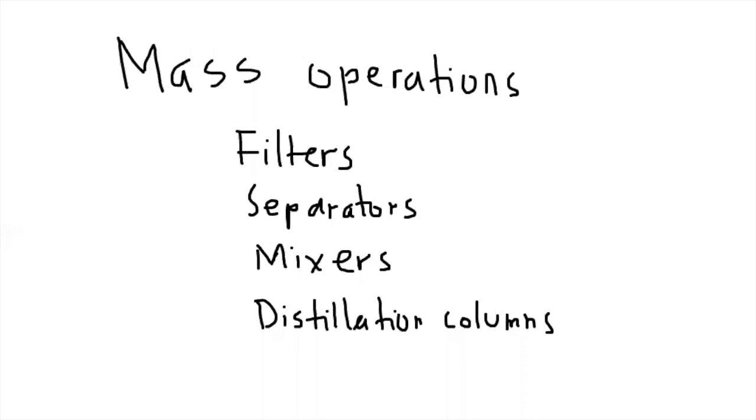And the last type of operations are the mass operations. This is in order to separate mass, and it could be a filter, a separator. You can also mix them, so a mixer or a distillation column. You can have many more, and all of these operations, you will be studying them during the whole chemical engineering courses. So most likely you are going to be doing some dimensioning or seeing the dimensions of these unit operations.